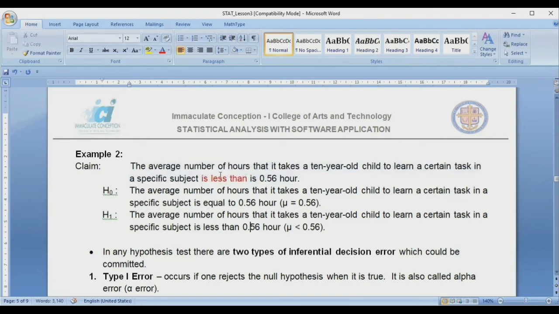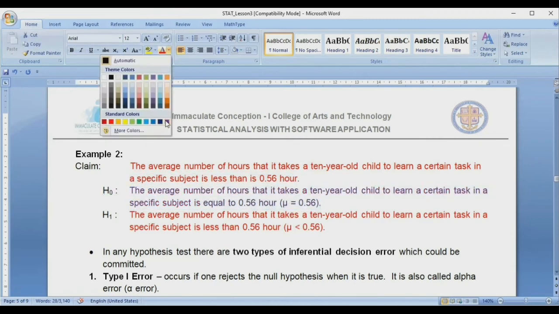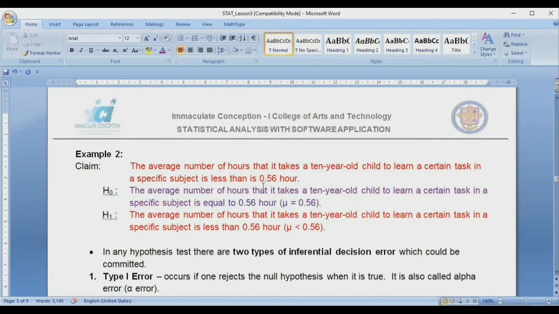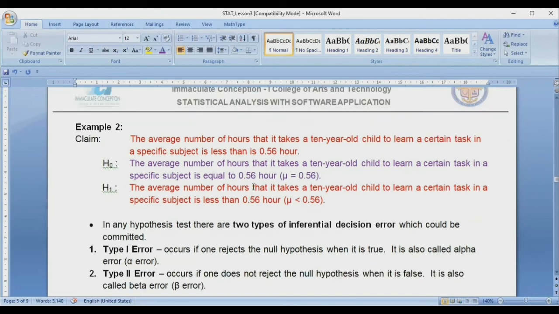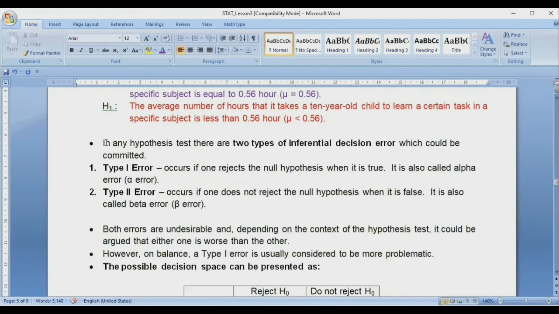So, automatically, pag less than, yung claim mo, saan mo ito ilalagay? So, lalagay mo lahat to sa alternative. Copy-paste mo lang. So, automatically, ano ang kanyang contradiction sa null? Alam niyo naman ang null, laging equals. So, kung dito is less than 0.56 hour sa alternative, sa null is equal to 0.56 hour. Okay?